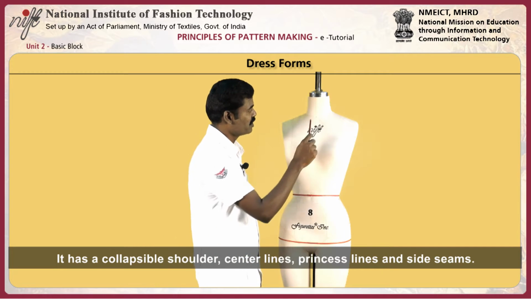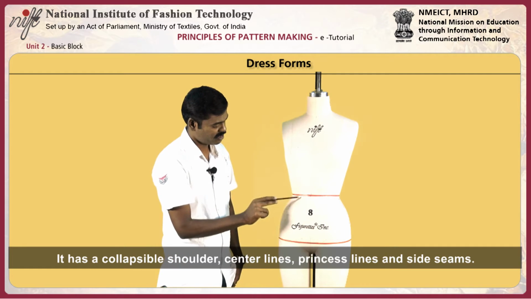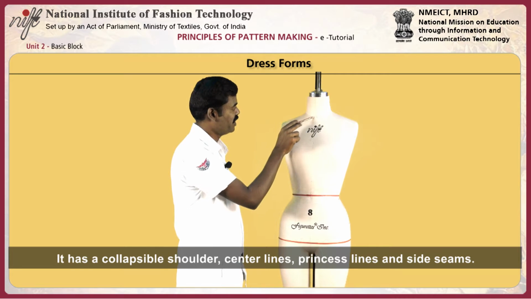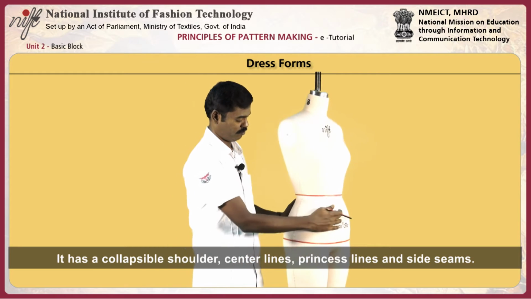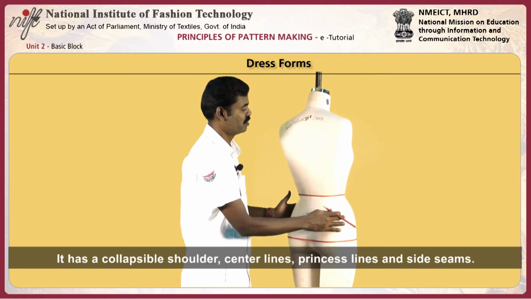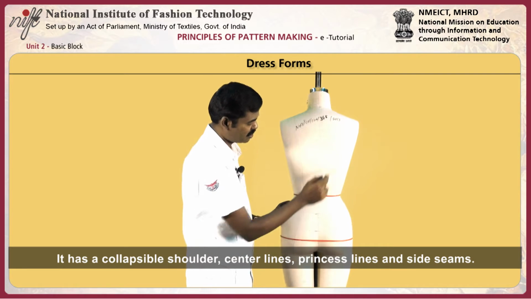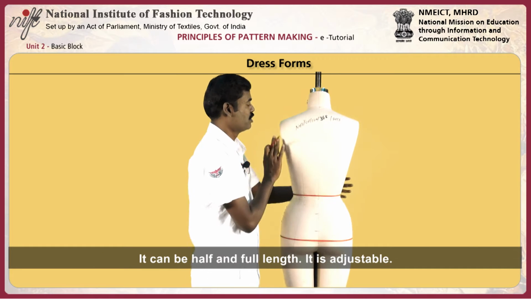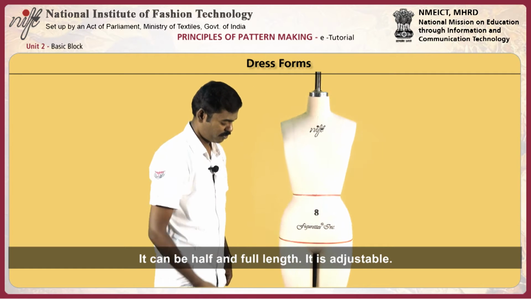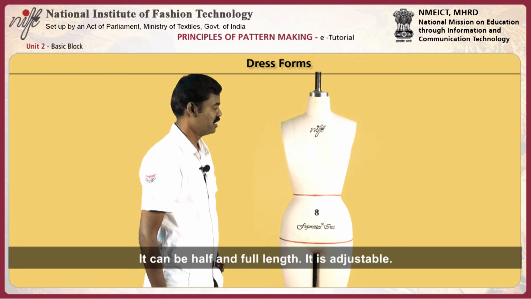It has center lines, princess lines, waist tape, necklines, side seams. Here are center lines, princess seams, and it is available in full length, half length and only waist level for lingerie.